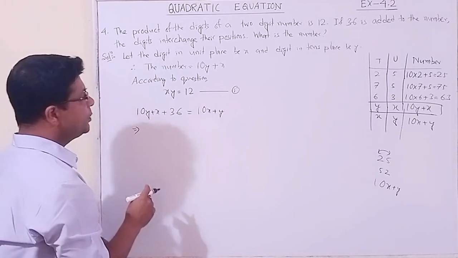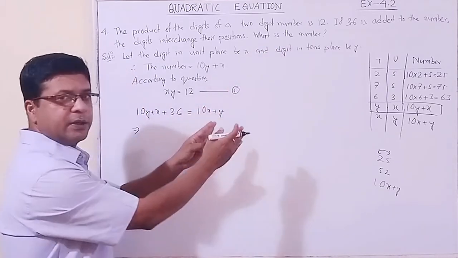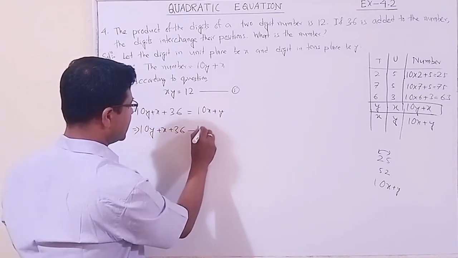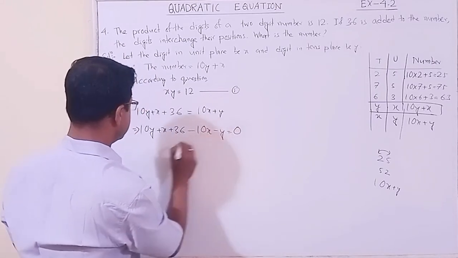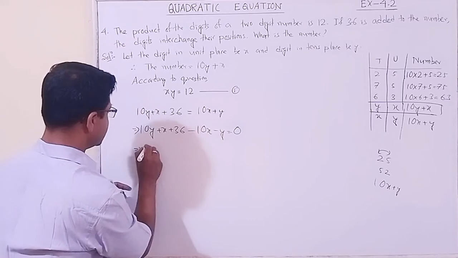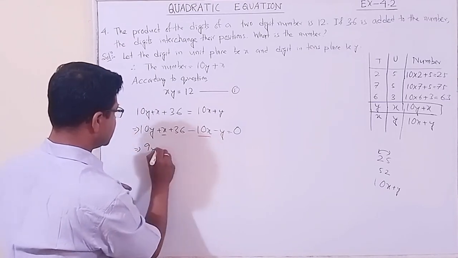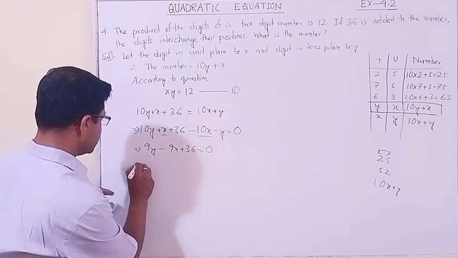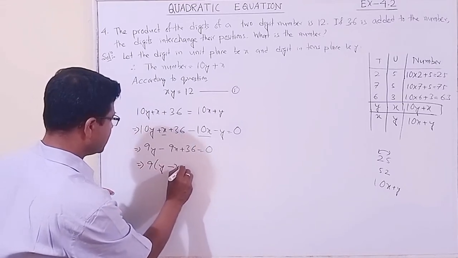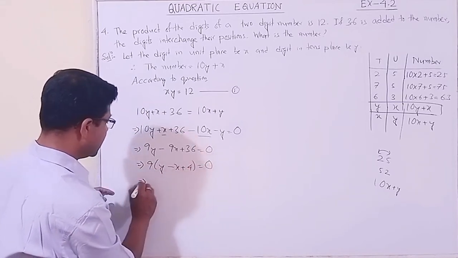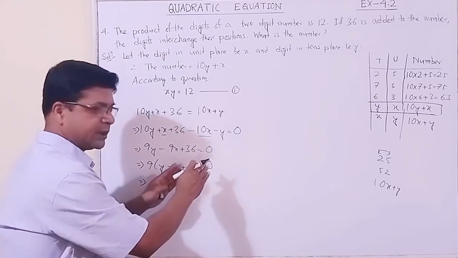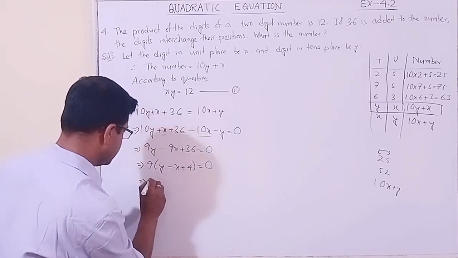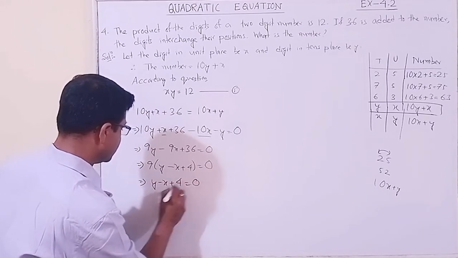What we'll do, we have to simplify it to find the number. Let us bring everything to the left hand side. 10y plus x plus 36 minus 10x minus y is equal to 0. Then 10y minus y is 9y, x minus 10x is minus 9x, plus 36 is equal to 0. Now among these, 9 is common, obviously. So what will be left? y minus x plus 4, since 9 times 4 is 36, is equal to 0. The next step, we take this 9 to the other side. It is multiplied, so on the other side it will be divided. 0 divided by 9 is 0. So it will be y minus x plus 4 is equal to 0.